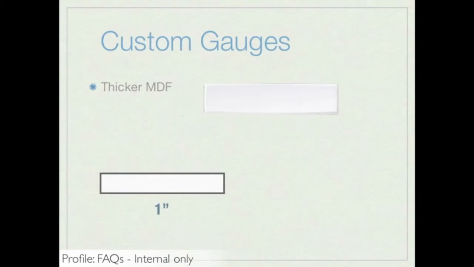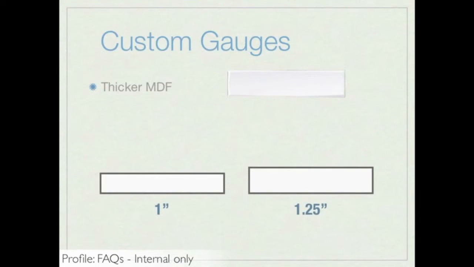Both 1-inch MDF and 1 1/4-inch MDF is available. Extended lead times and price premiums will apply and will be determined at the time of quoting. Thinner gauges are not available because the carved patterns will be too deep to successfully work.